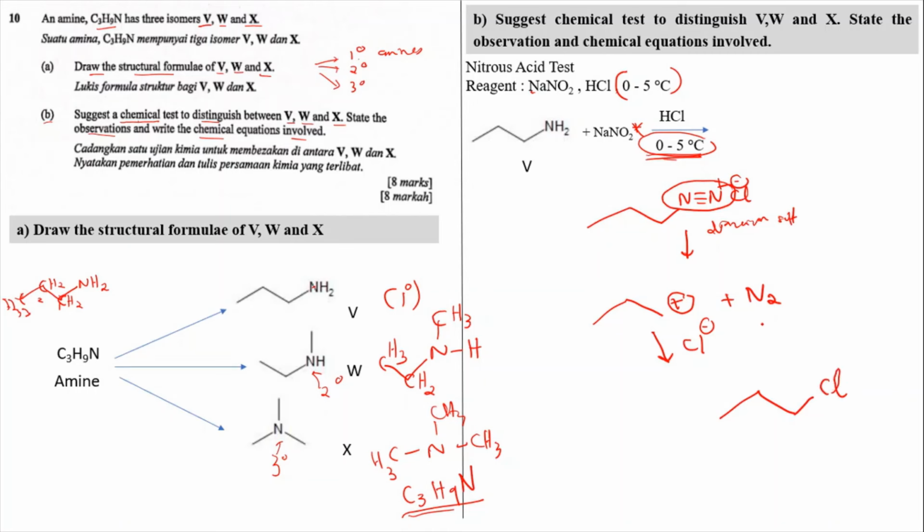So the product that we're going to get is nitrogen gas and then we have the haloalkane. And then the other product that we can get is when the carbocation reacts with water.